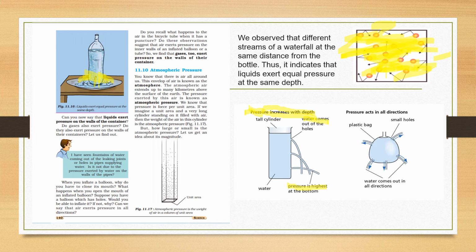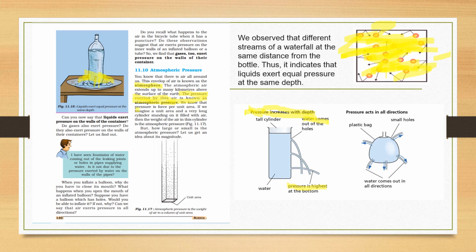Now our next topic is atmospheric pressure. What is atmospheric pressure? We know very well that there is air all around us, and this cover is known as the atmosphere. Atmospheric air extends up to many kilometers above the surface of the earth, above sea level. Some pressure is exerted by this air also. The pressure exerted by this air is known as atmospheric pressure.